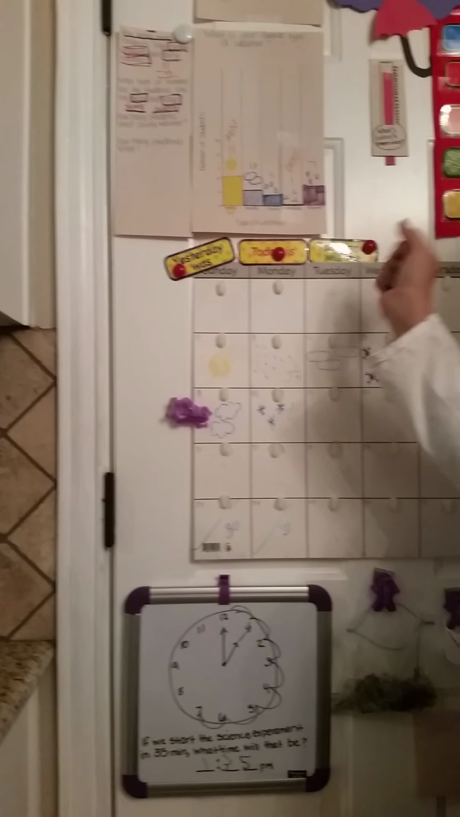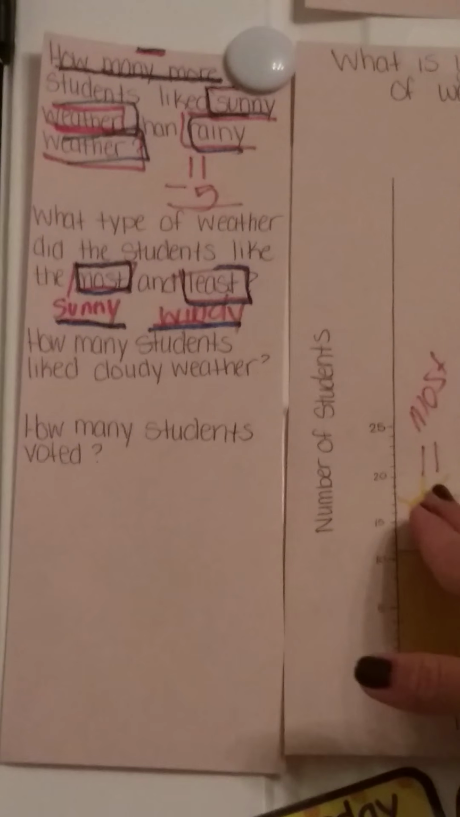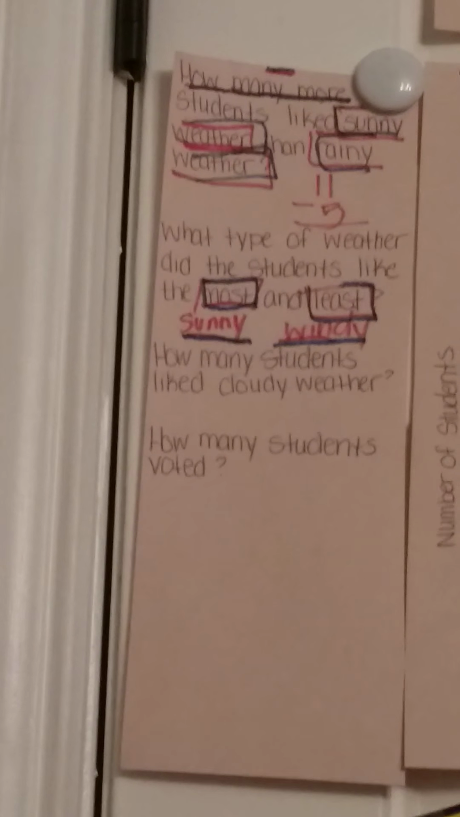Then we address time. We have graphing questions where students have to prove how they got their answers and pick apart the chart. We polled the class to ask what their favorite type of weather is, and then we charted that. Our first question was, how many more students like sunny weather than rainy weather? This student underlined how many more because that signifies a subtraction problem. Then they boxed in sunny weather and rainy weather because those are the 2 parts of the chart we're addressing. They put 11 people liked sunny and 5 people liked rainy, and they subtracted.